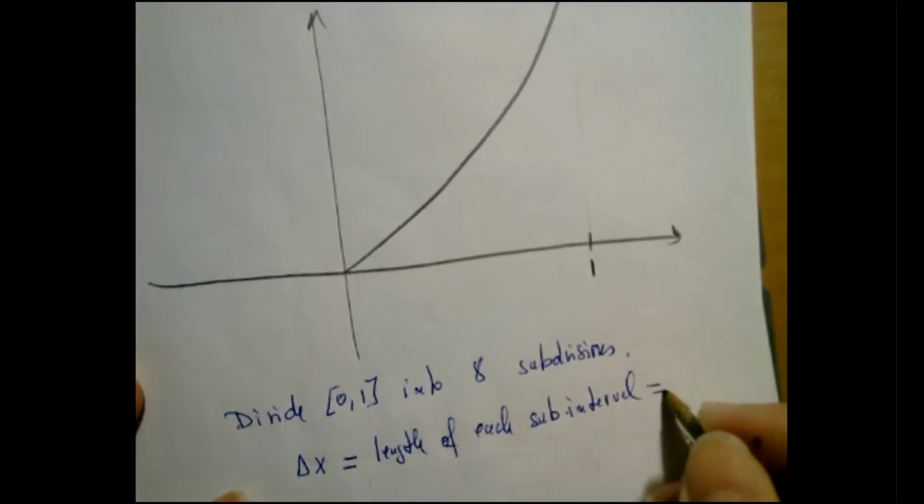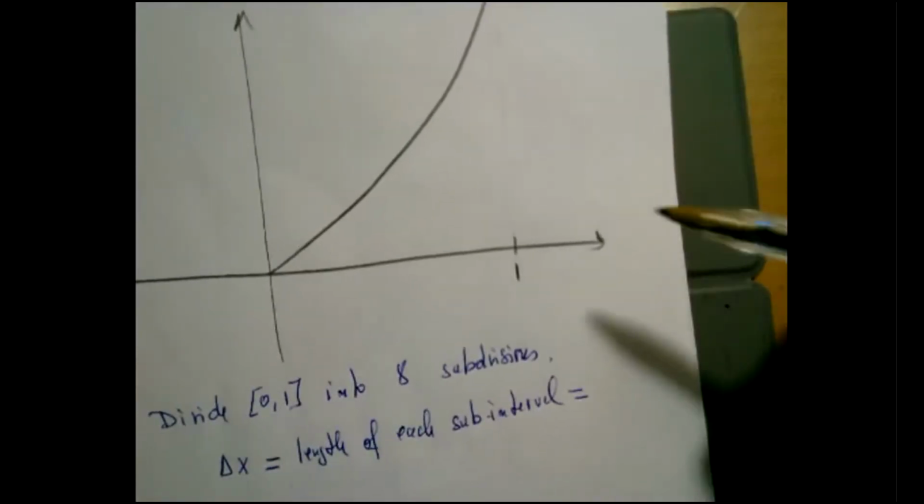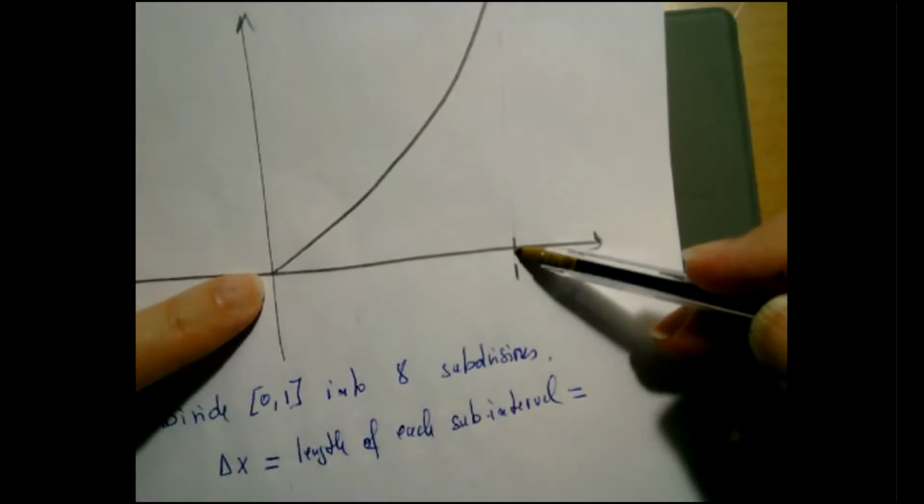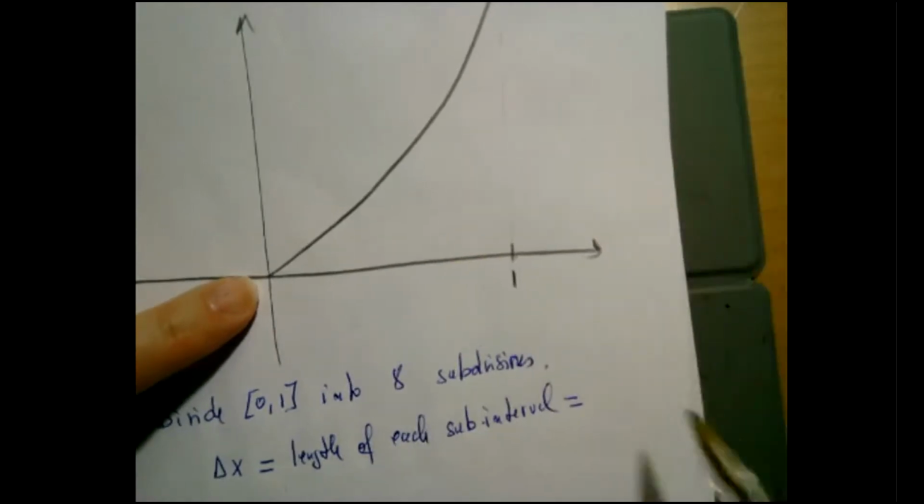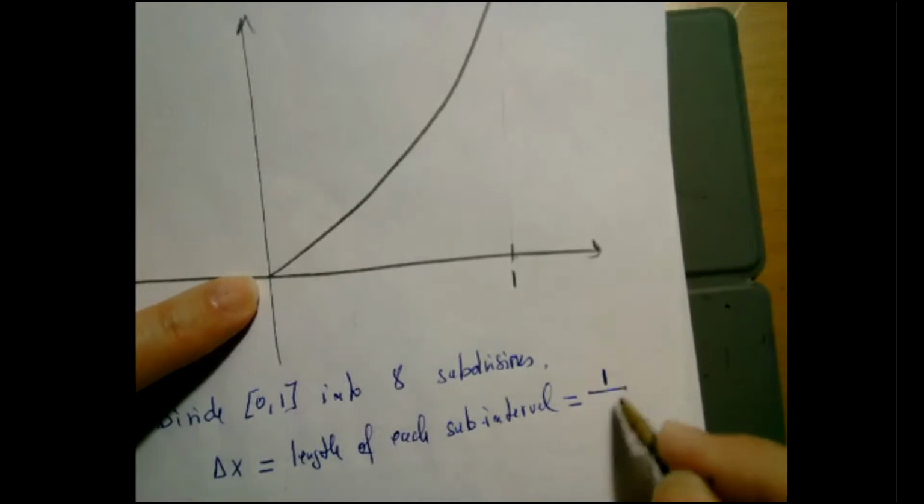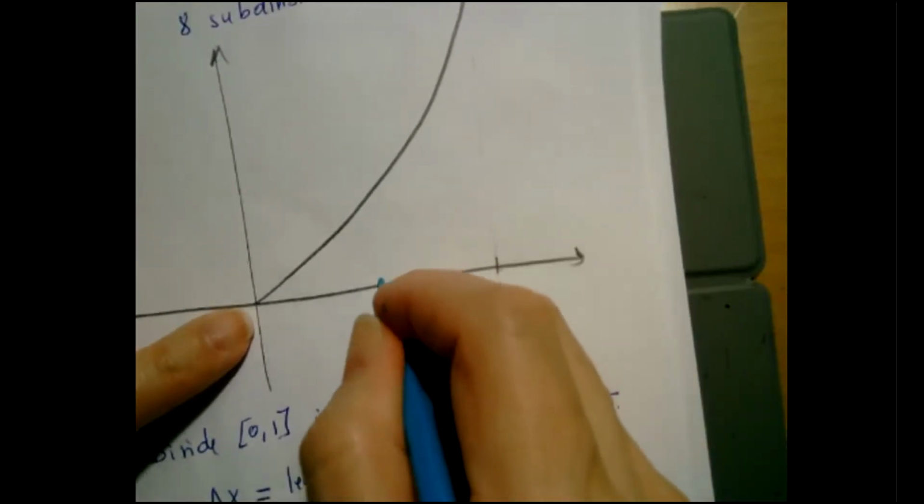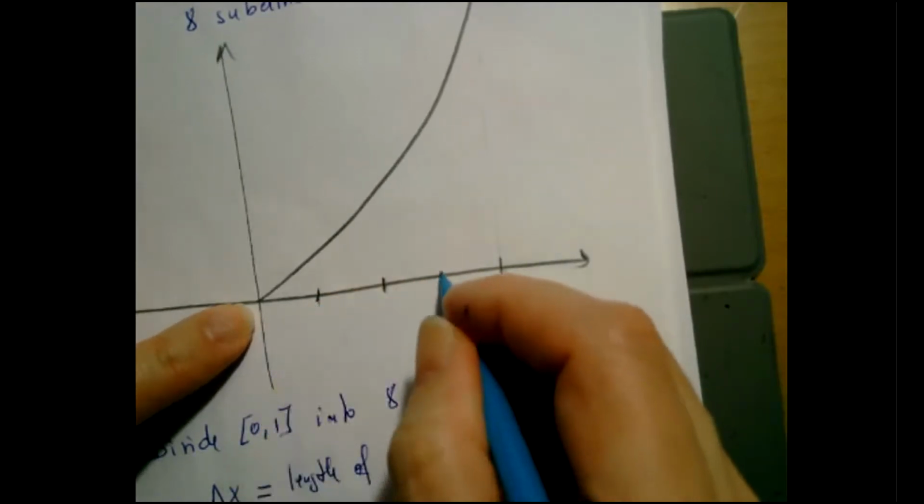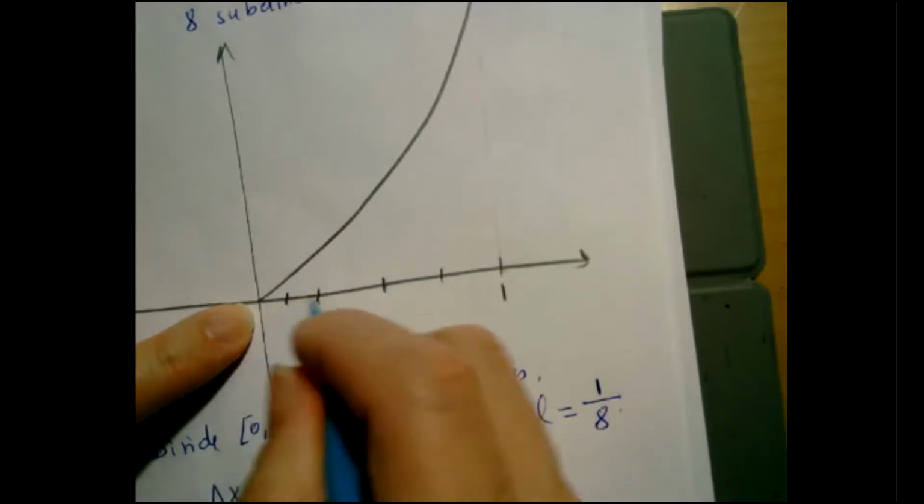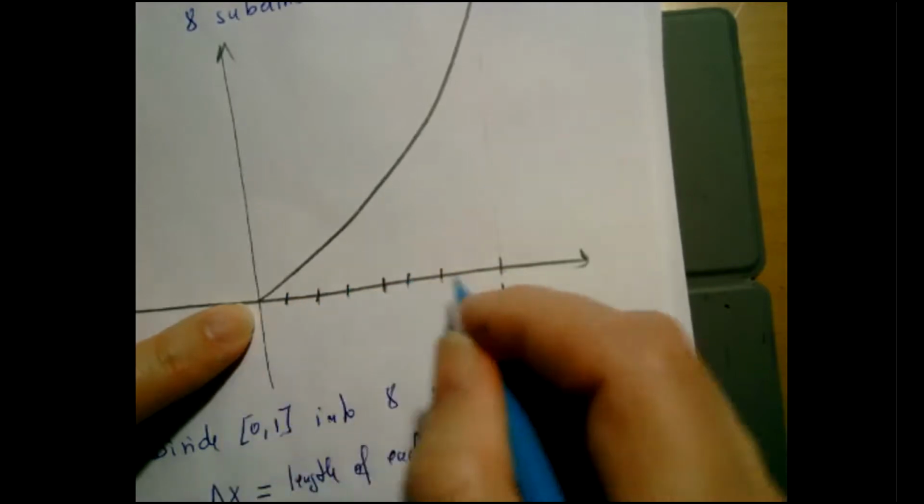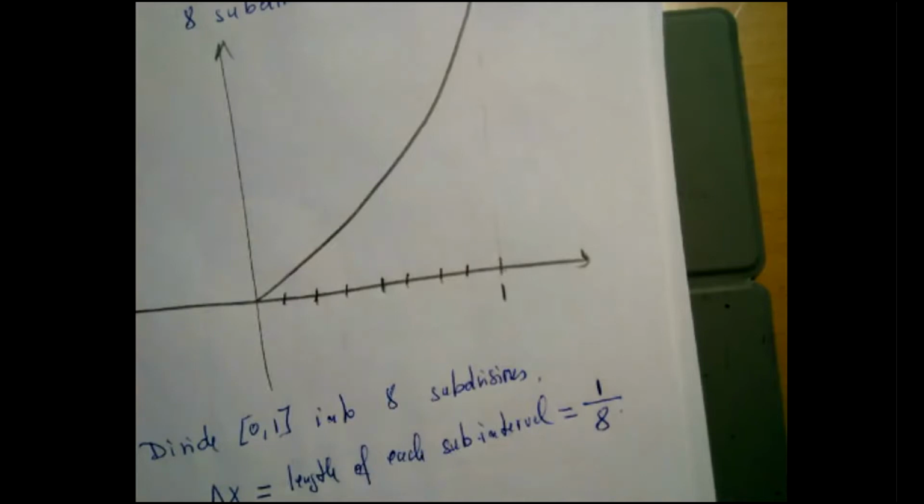And what's the length of every subinterval in this case? The whole thing is 1. If I divide into 8 equal pieces, the whole thing is 1 divided by 8. So now we're going to do the tedious work of dividing it by 8. So this is 8 little pieces.